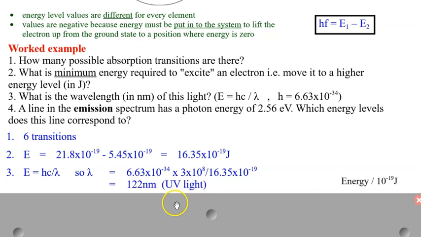So we need to use this expression here, which we've seen before. E equals hc over lambda, make lambda the subject, lambda equals hc over E. So we've got Planck's constant, c is the speed of light, divided by your previous value, will give you 122 × 10^-9, which is nanometers. So this is slightly shorter wavelength than visible violet light, so this is going to be invisible UV light.